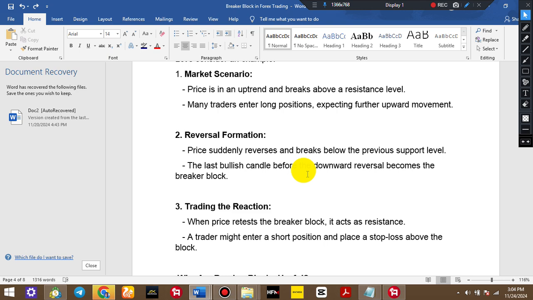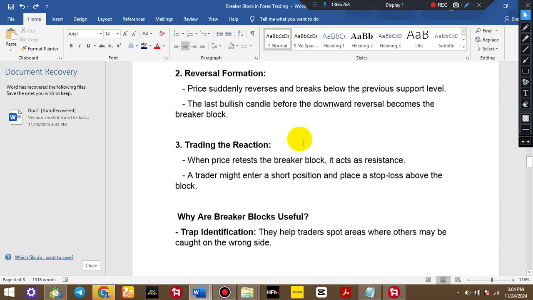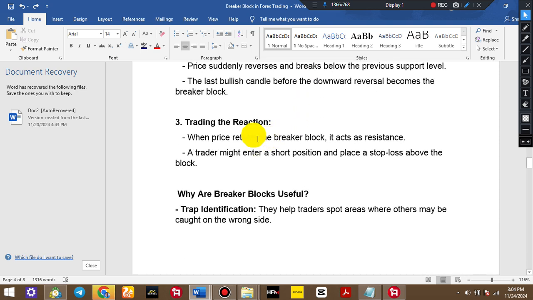Trading the reaction. When price retests the breaker block, it acts as resistance. A trader might enter a short position and place stop loss above the block, right? Just exactly what I showed you when I was highlighting the area of breaker block on that sample above.